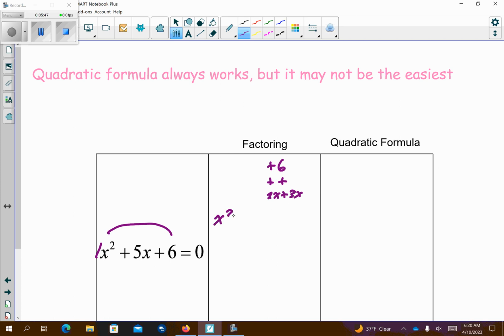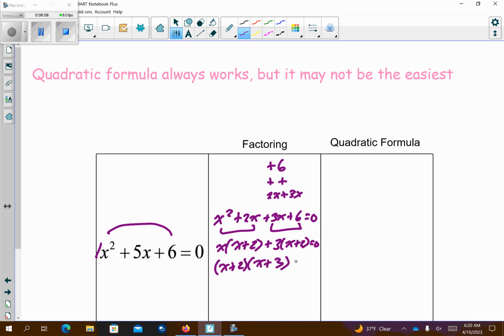We could plug it in, and we get x squared plus 2x plus 3x plus 6, and it's equal to 0 still. I look at my first two terms, so I get x and x plus 2, and then I have a positive sign. I can factor a 3 out of both of those, so I get x plus 2, and it's still equal to 0. So I'm going to get x plus 2 and x plus 3, and those are equal to 0. And let's solve those. X plus 2 equals 0, and x plus 3 equals 0, so we're setting each part equal to 0. Subtract 2, so I get negative 2, and subtract 3, so I get negative 3.